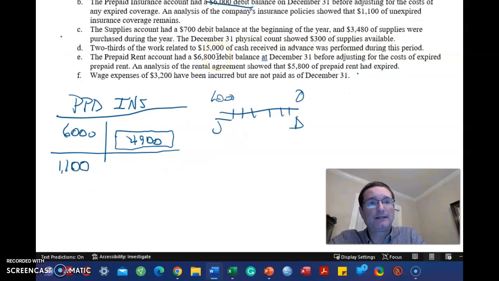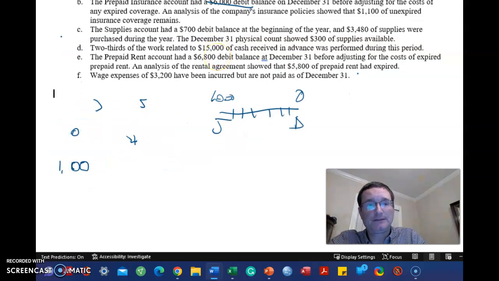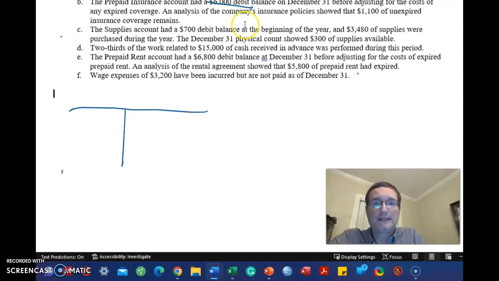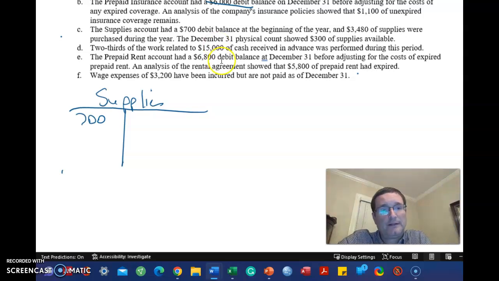Let's just keep going. I like the T accounts. I think it explains a lot. Let's just do it again. All right. The supplies account had a $700 debit balance at the beginning of the year. Assets have debit balances. So $700 at the beginning of the year, BOY. And during the year, $3,480 in supplies were purchased. So that's a debit.